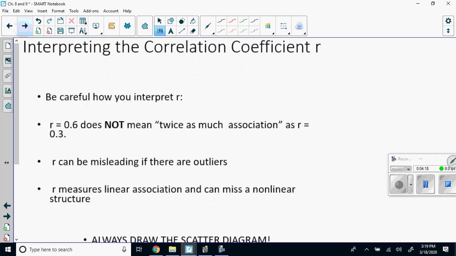So when you look at correlation coefficients, there's a few things you need to know as you're interpreting those correlation coefficients. Remember, the correlation coefficient goes from -1 to 1. It tells you how strong or weak of an association there is. 0.6 does not mean twice as much association as 0.3. That's not what it's saying. R can be misleading if there are outliers, so you can't always trust R, especially if you have something like this, and then there's this outlier here. We know R is going to be a lot smaller than it actually would be without the outlier.